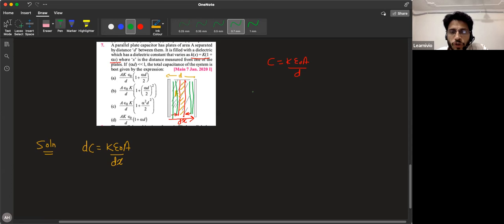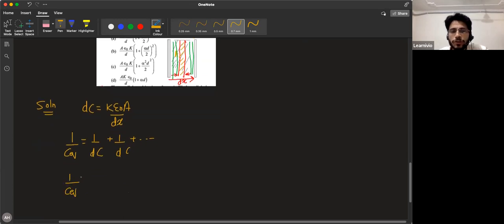Series. See, when we were doing series and parallel combinations of capacitors in some circuits, I told you, if the separation divides, that means they are in series. If the area divides, then they are in parallel. Here, separation divides, so they are in series. So there are many dC capacitors connected in series. For 1 by C equivalent, we should add 1 by dC plus 1 by dC, and just keep on adding. Obviously we can't add in this way, so we will integrate 1 by dC.